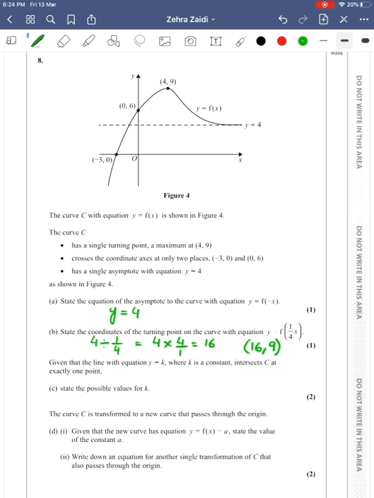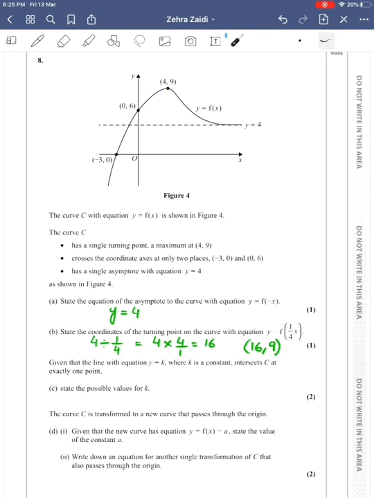Okay, moving on. Given that the line with equation y is equal to k, where k is a constant, intersects C at exactly one point, state the possible values of k. So there is a line y is equal to k that intersects the curve. Now we should know that whenever the equation of a line is in the form of y is equal to k, it's always parallel to the x-axis. So we have lines that are parallel to the x-axis which cross the curve at one point only, and we need to see which are those lines.